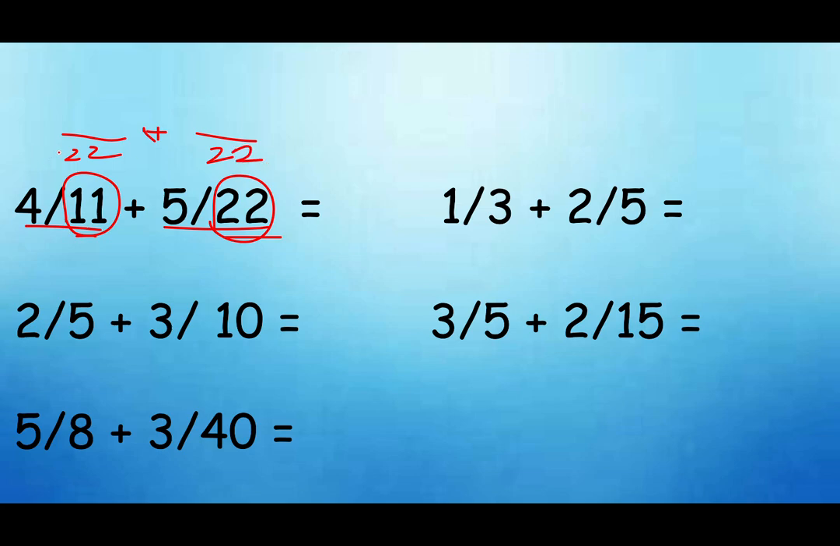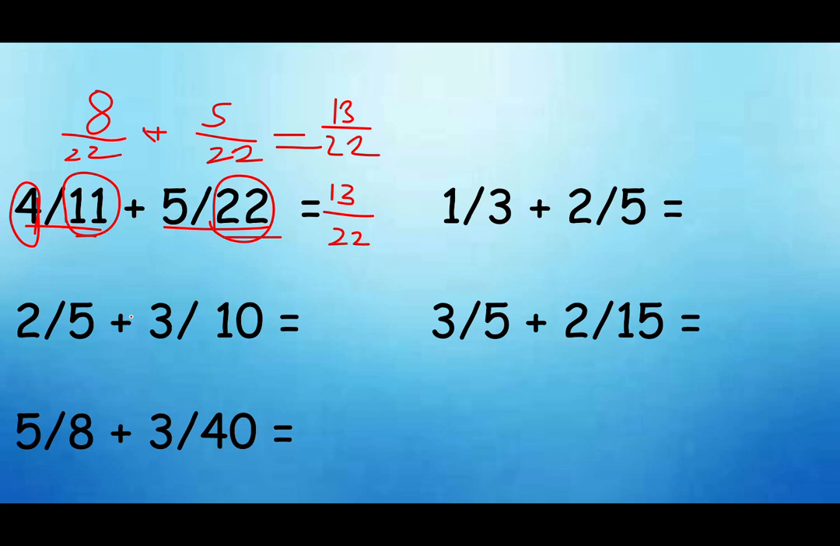So 22 is our denominator. 11 times 2 is 22. Whatever you do to the denominator, you do to the numerator. So then 4 times 2 is 8. Since the denominator is already 22, we don't need to do anything for this 5. So then 8 add 5 equals 13/22. We can put 13 over 22 here.